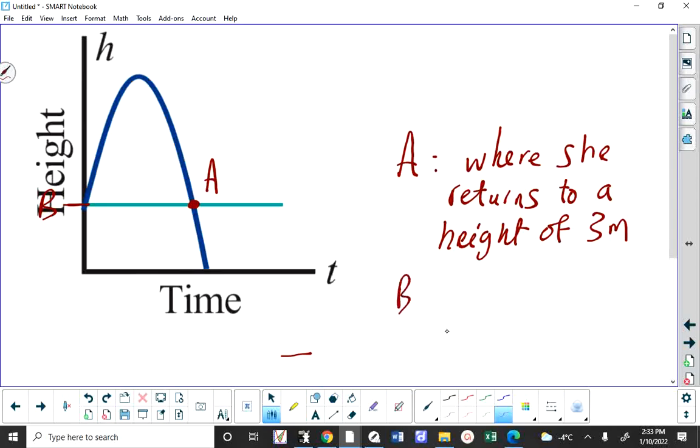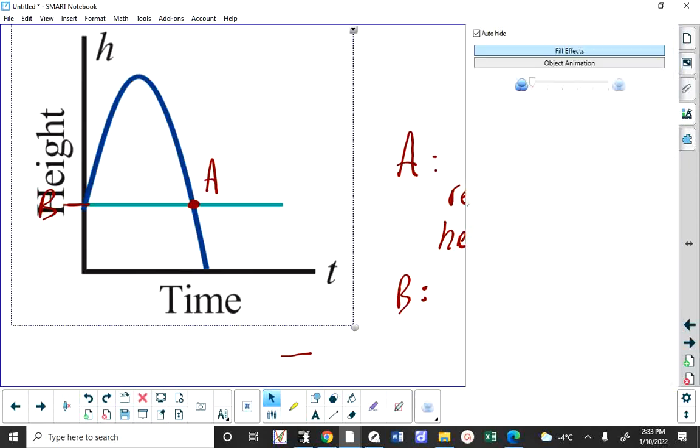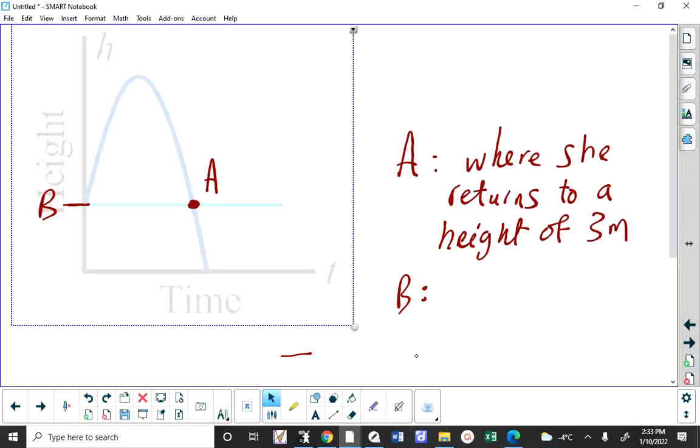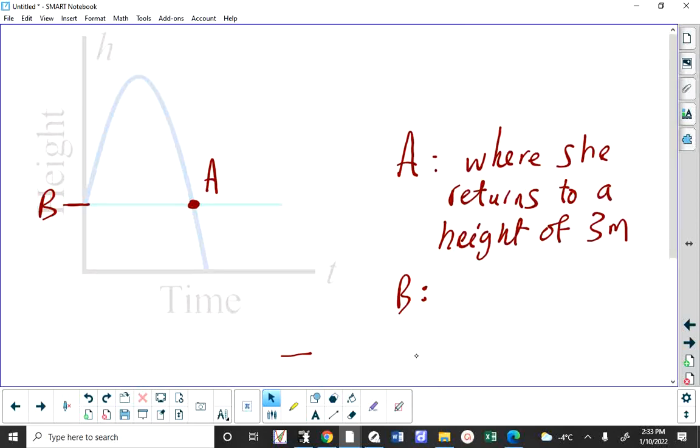So what does B represent? Let me make that a little bit more visible. What does point B represent?